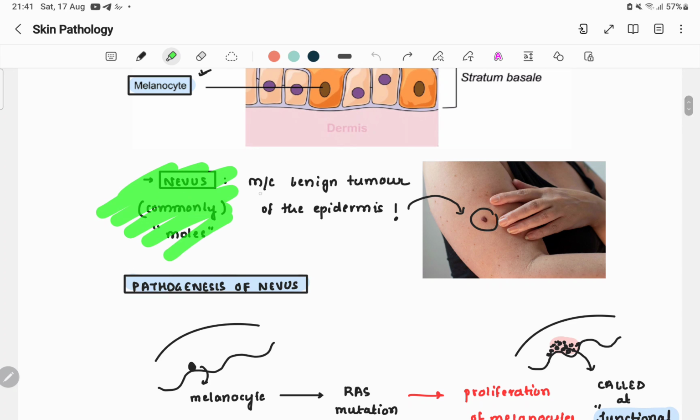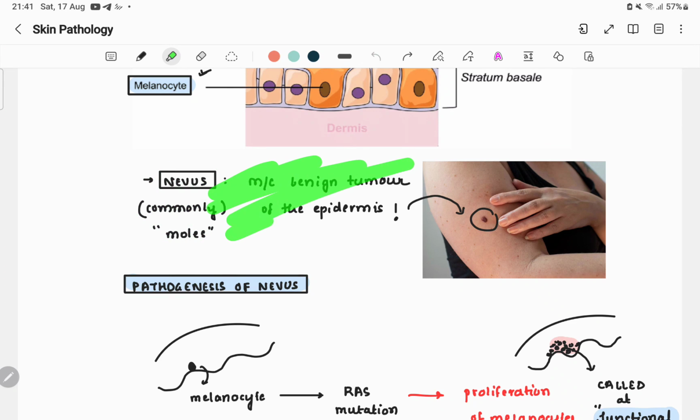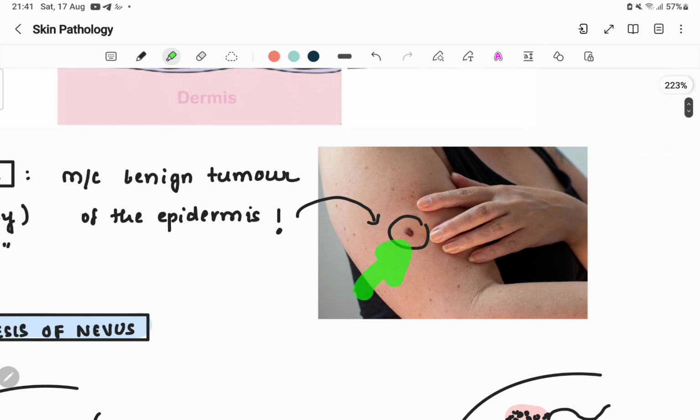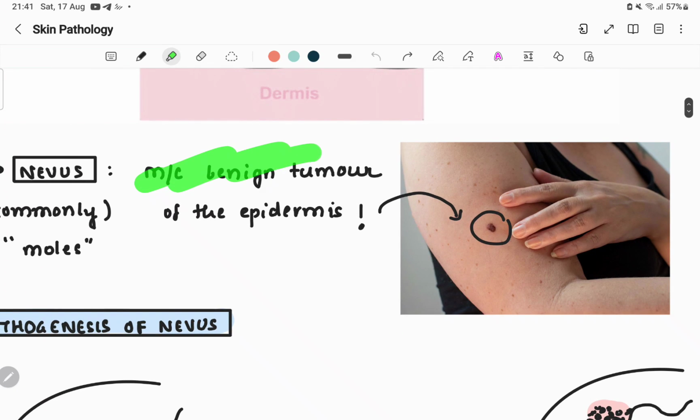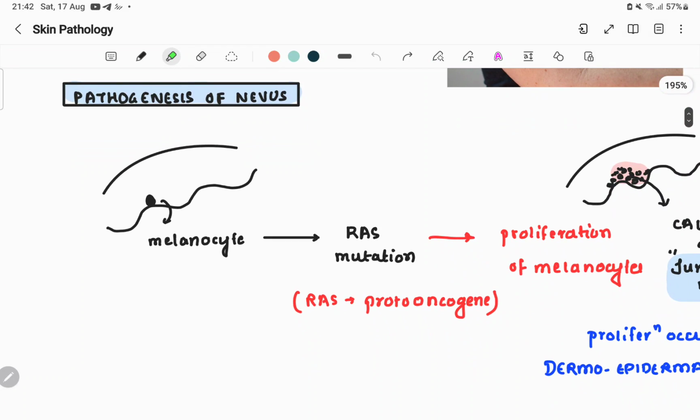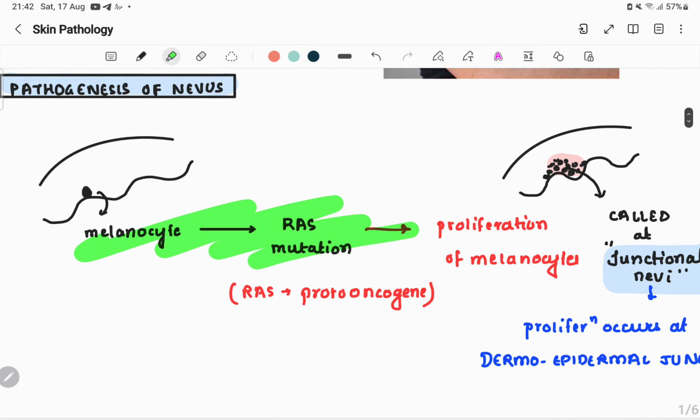Nevus, commonly called moles, is the most common benign tumor of the epidermis. You can see this is the nevus in the skin, this is the mole on the skin, and this is also a tumor. What's the pathogenesis of the nevus? Let's assume this is the normal skin, and in the stratum basale layer we have the melanocyte present. There is a RAS mutation associated with this.